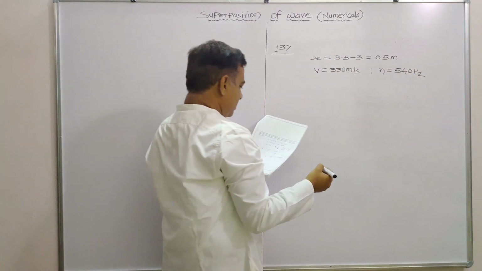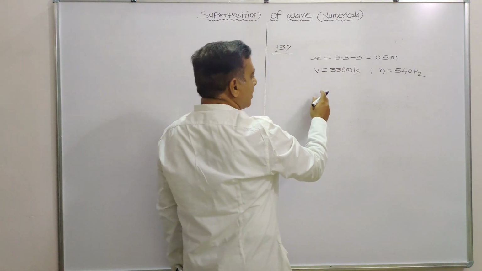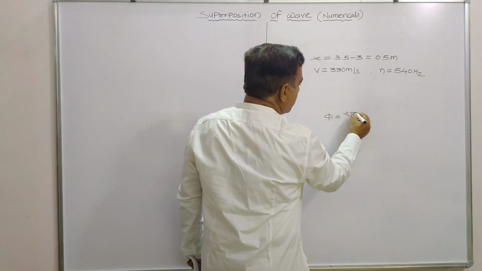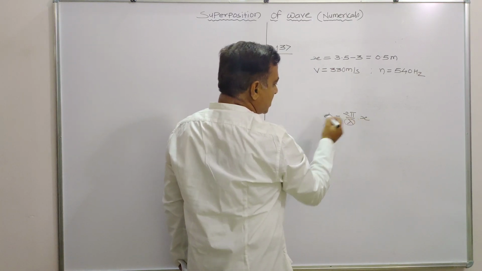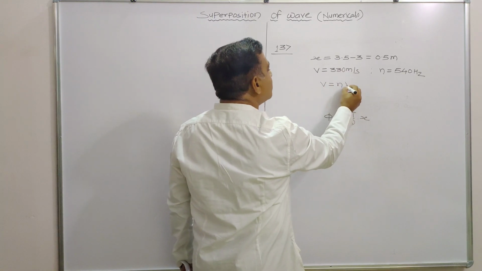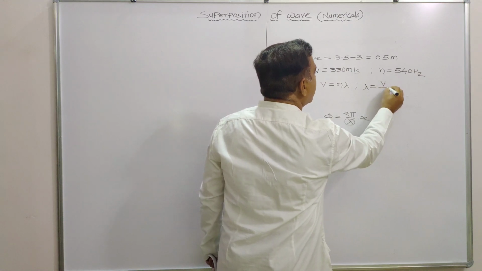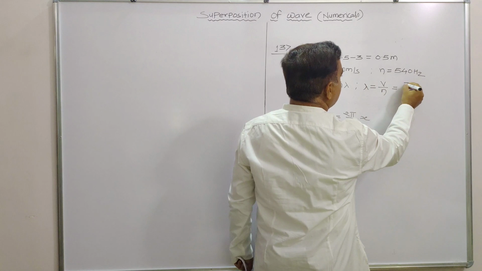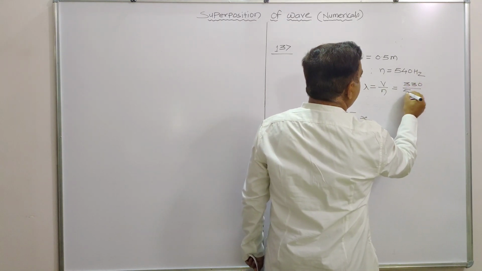What we need to calculate is the phase. Already we know the formula: phi is equal to 2 pi upon lambda into path difference x, but lambda is absent, so we need to calculate that. We know V is equal to n lambda, so lambda is equal to V upon n. So V is 330 divided by 540.